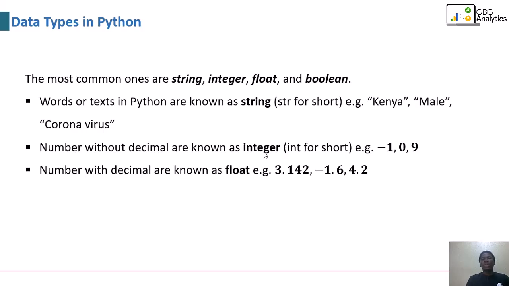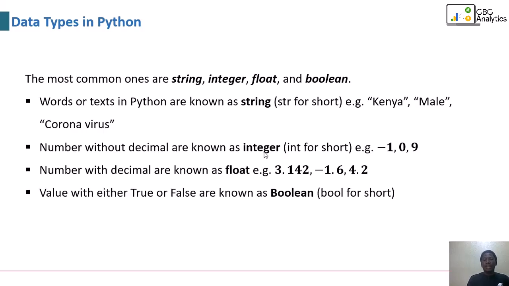Python also has another data type called a float. A float is a number with decimal places. For example, 3.142, -1.6, 4.9, 16.5, and so on. So any number with decimal places is called a float in Python.